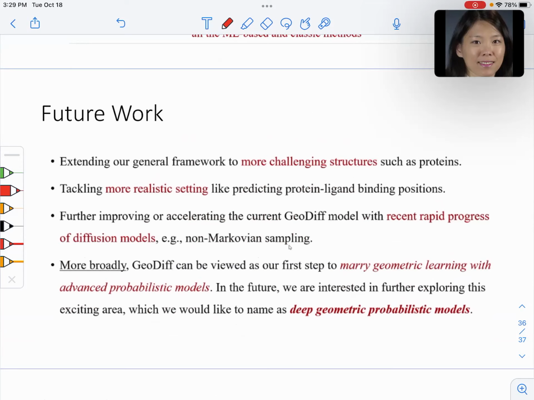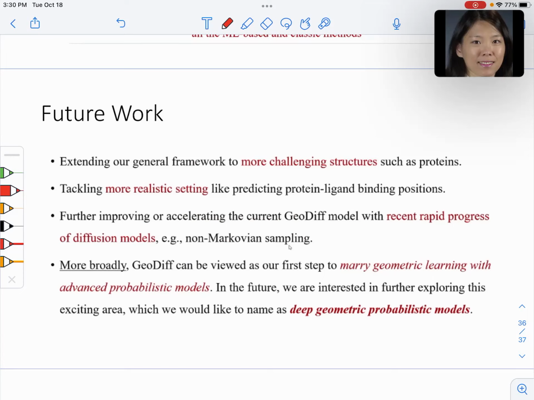So they would like to extend the general framework to some more challenging structures, such as proteins, which probably contain multiple compounds, where the input graph is not a single molecule, but can be a more complex structure comprised of several such local structures together. So it can be viewed as a more gigantic graph, and to see whether we can directly generate the conformation given such a gigantic graph.